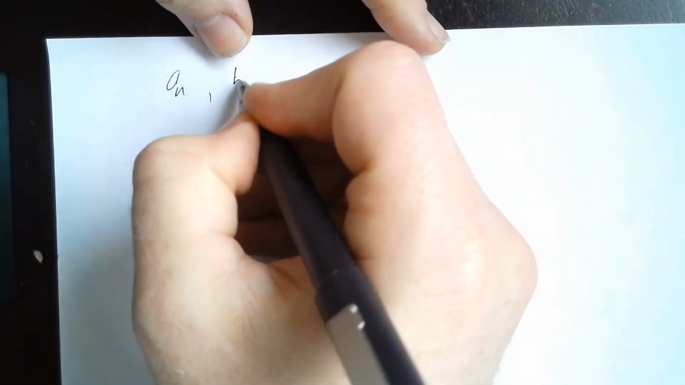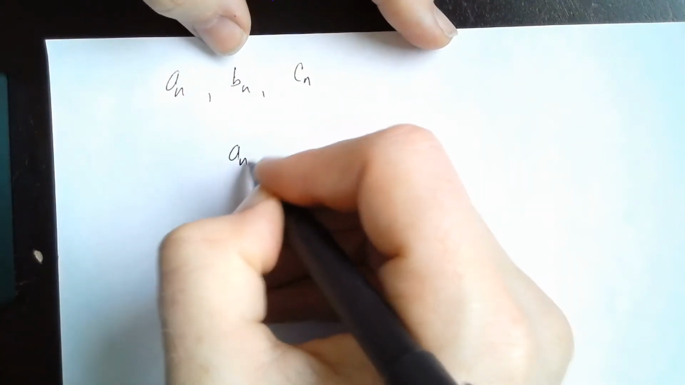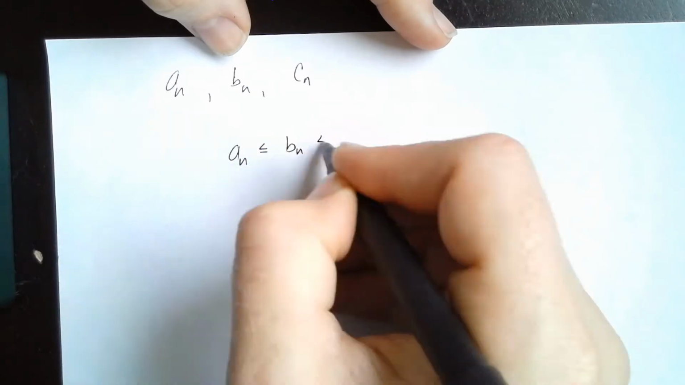In this video, we'll be talking about the squeeze theorem for sequences. The first thing we're going to begin with is that we have a sub n, b sub n, and c sub n, three different sequences. And let's argue that we know that a sub n is less than or equal to b sub n, which is less than or equal to c sub n.